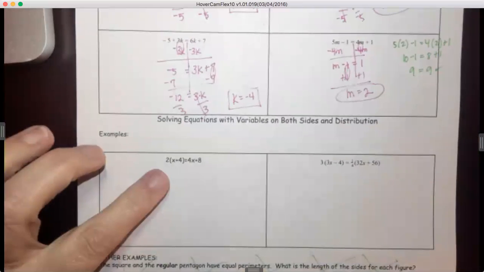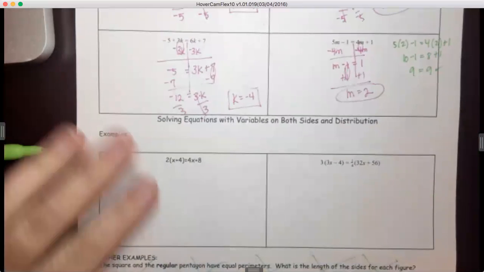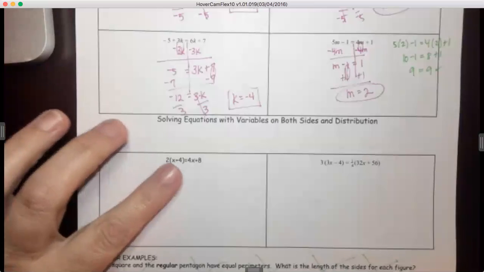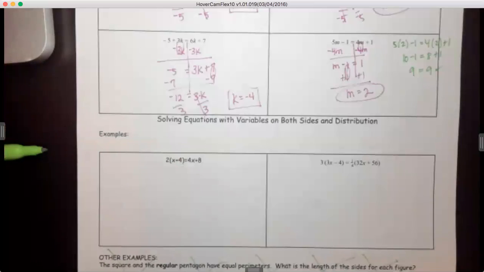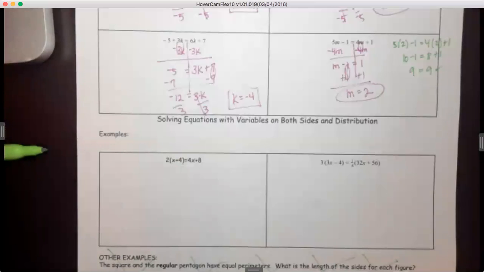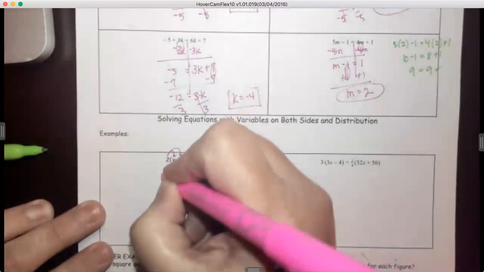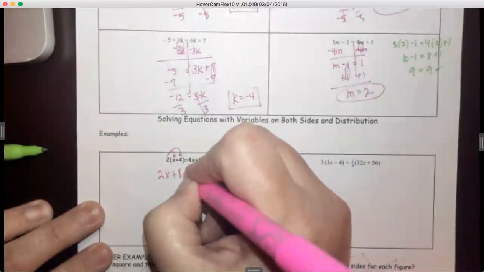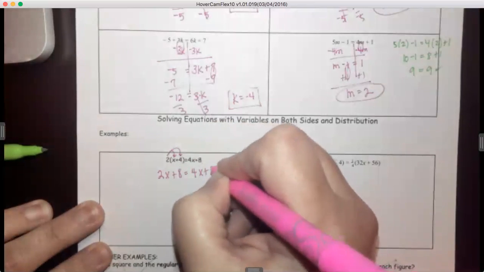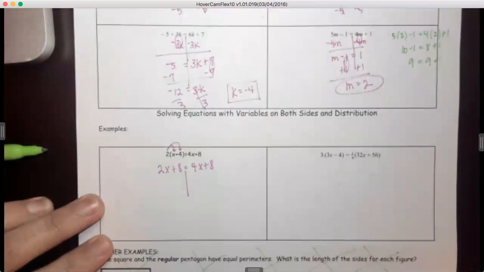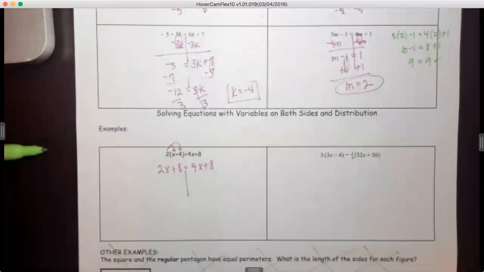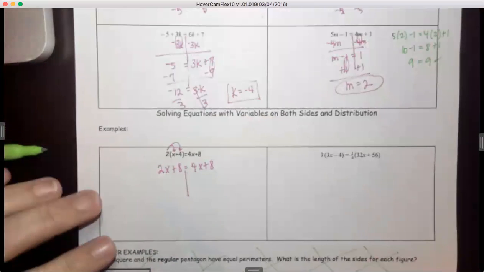All right, so we have, well, at least yet, 2 times x plus 4 equals 4x plus 8. So normally what we do first is parentheses, which is multiplication for us. So we're going to distribute first. We're going to do 2 times x and 2 times 4. 2x plus 8 equals 4x plus 8. Now we have something that we have been doing. So we want to move the variables first. And I'm going to move this 2x over.